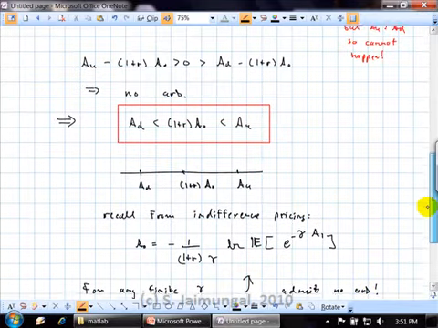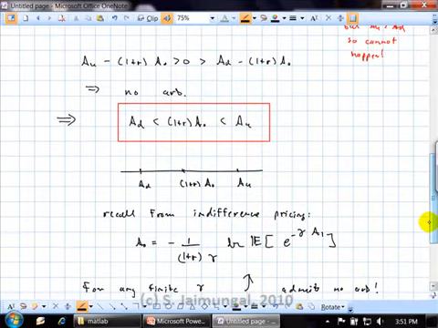Now, this statement that I did here, I showed the implication in one direction. AU, AD, and A0 ordered in this way implies no arbitrage. Well, it's not difficult to show the other way as well, and I urge you to try it. No arbitrage implies this ordering. So try that.